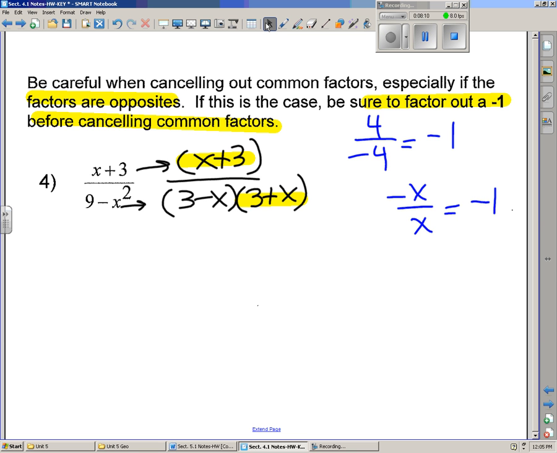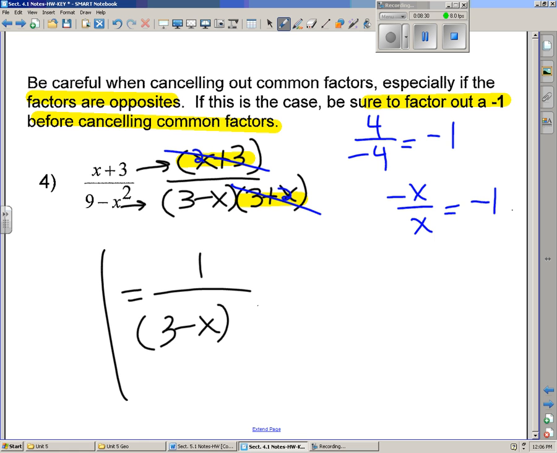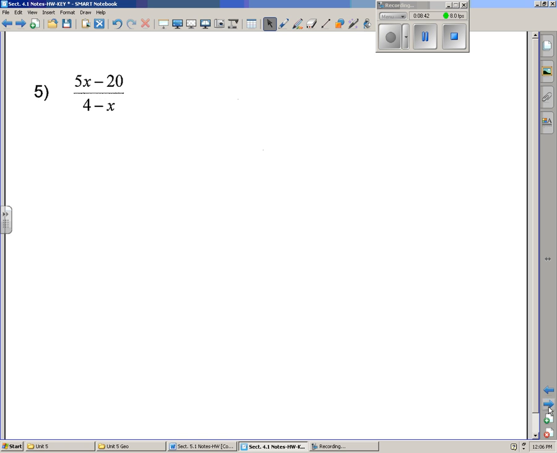And in this case, they're not opposites because whatever x is, if let's say x is 2, 2 plus 3 is 5, 3 plus 2 is 5, right? So they would just not be opposites, they would be the same. And what I would be able to do is cross out them completely. This answer says I've got 3 minus x on the bottom with a 1 on the top. Okay, so in this case, these were not opposites. They were the same. I was able to cross them out and not worry about a -1. Let's take a look at this guy.